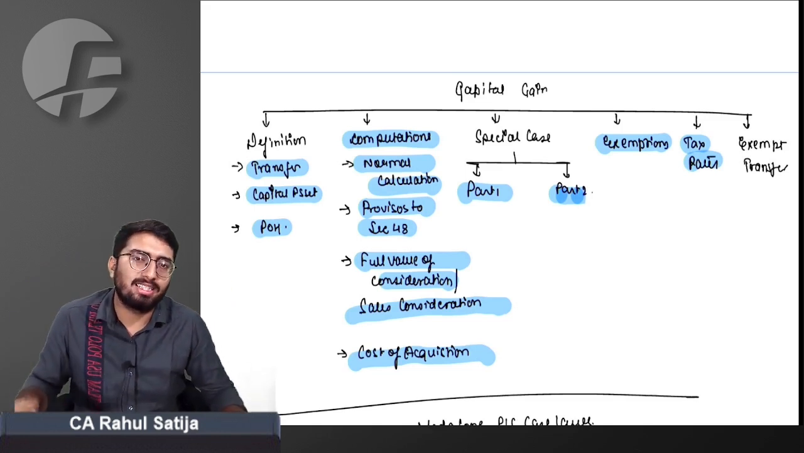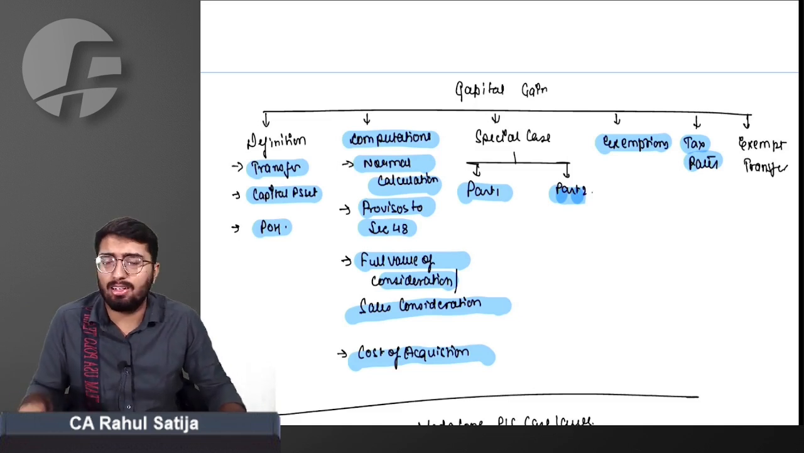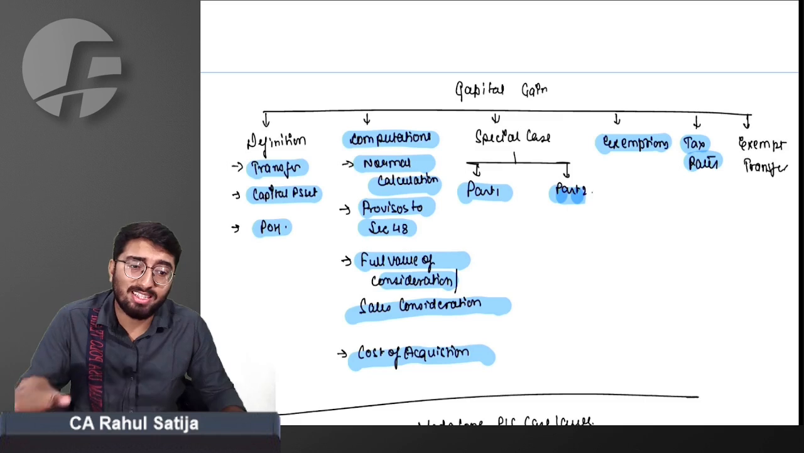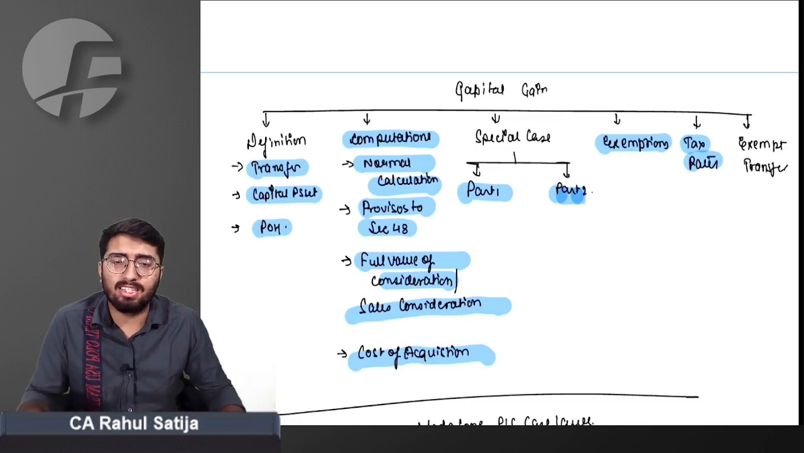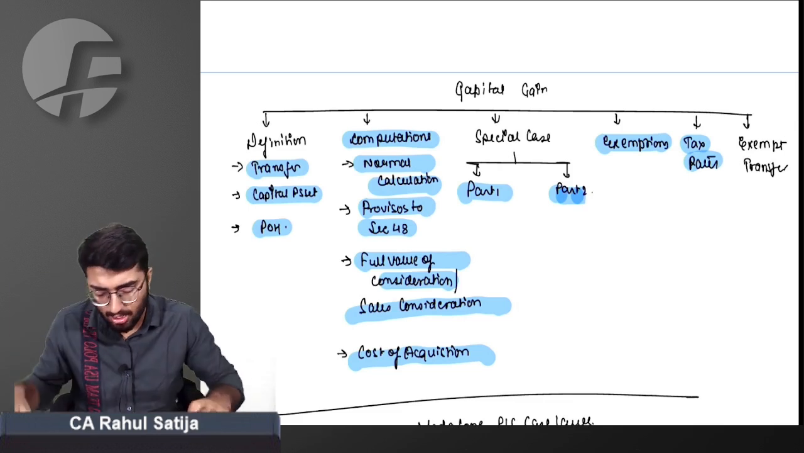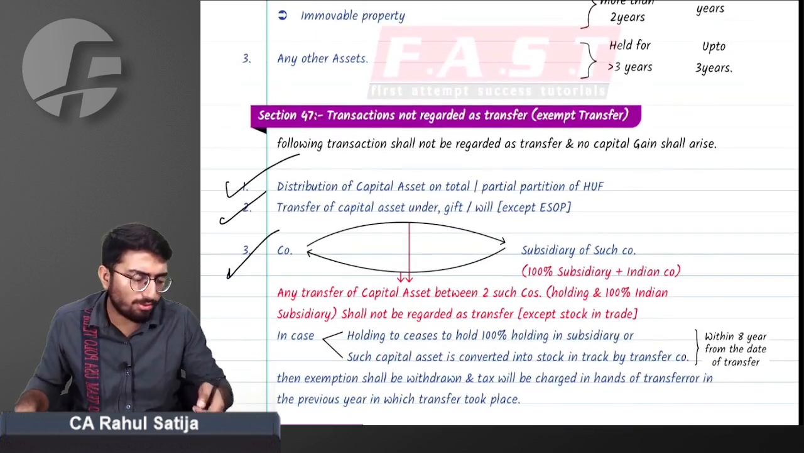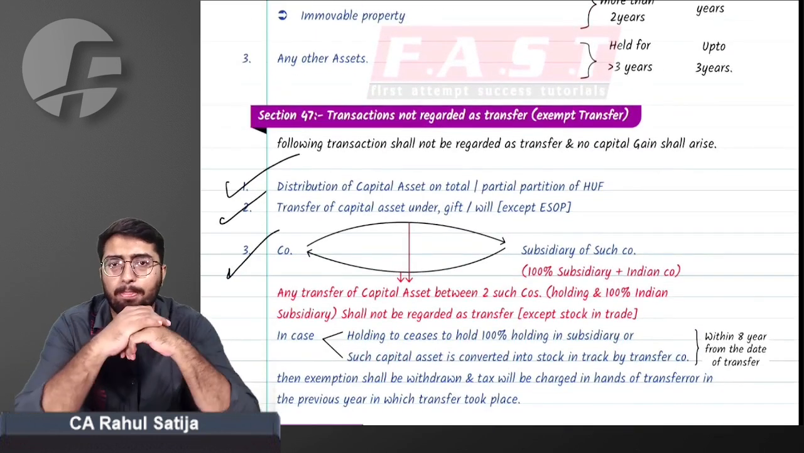We had also completed exemptions in capital gain and also all the tax rates that are prevalent for your syllabus. We had already started with exempt income, exempt transfer, and we are about to finish it today itself. So let us jump to the topic. Let us first revise what exempt transfers we have studied till yesterday.